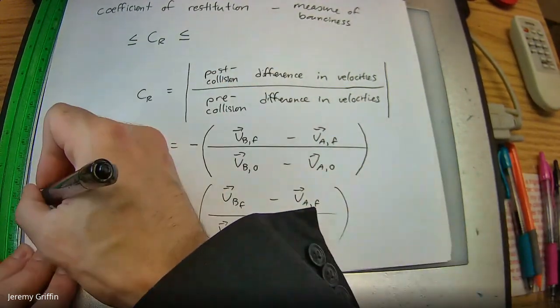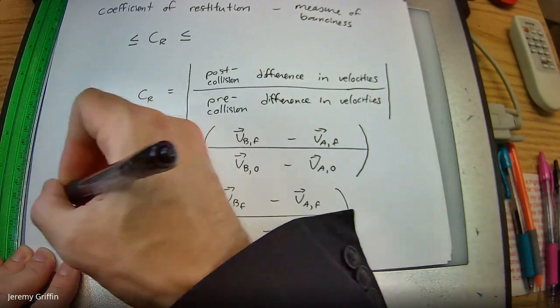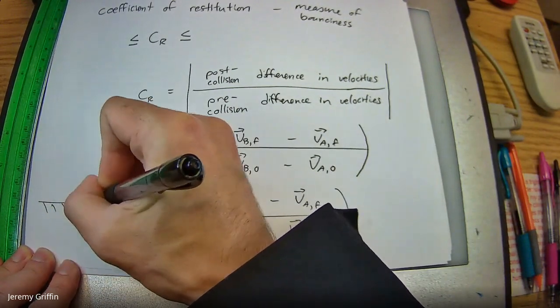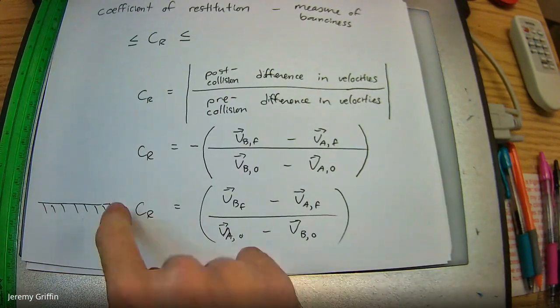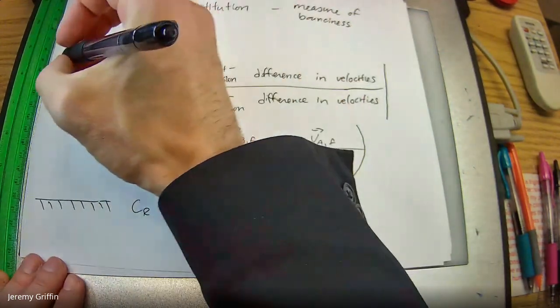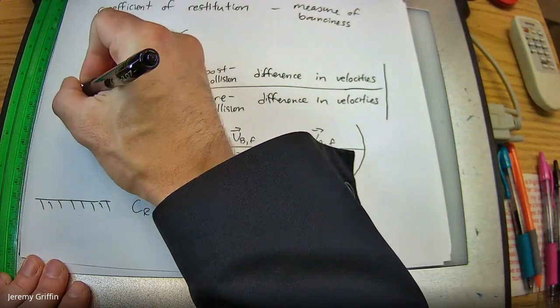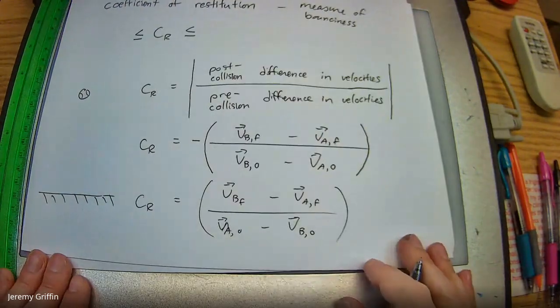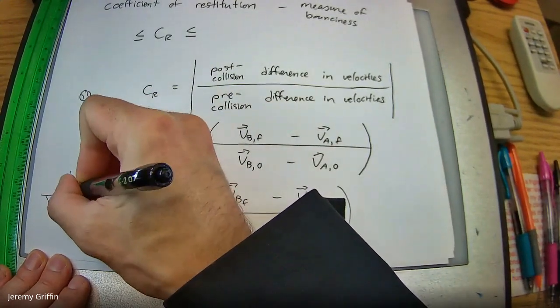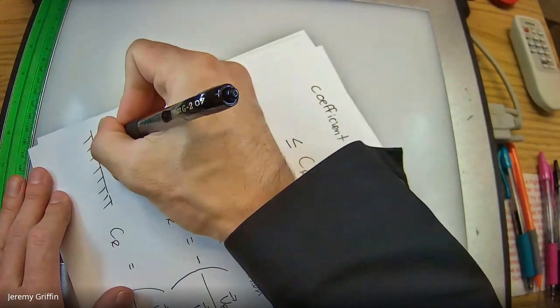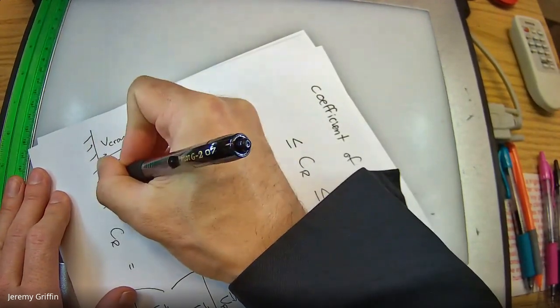Let's look at a specific story that you could attach to objects bouncing off each other. What if one of the objects is the entire Earth? So that's why I drew a floor here. I'm going to bounce a ball off the Earth. So, boing. Okay. So there's some V crash and there's some V rebound.